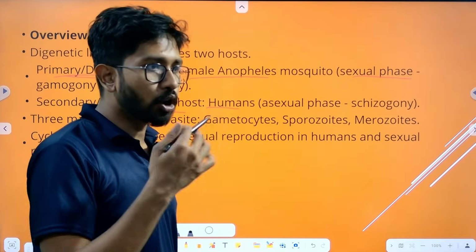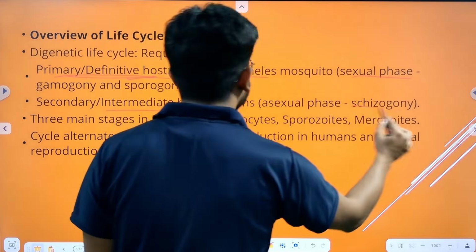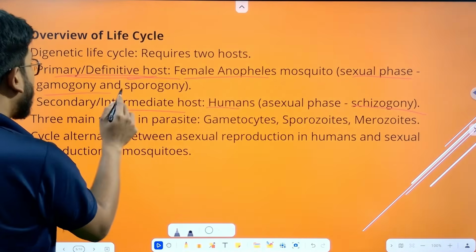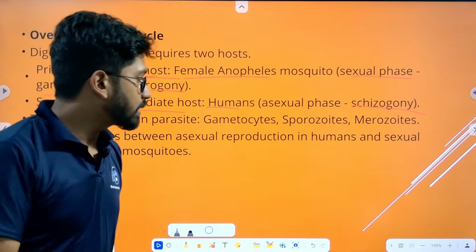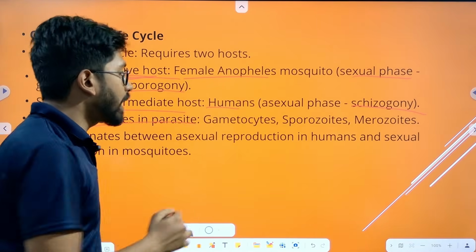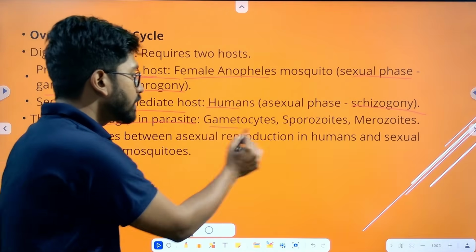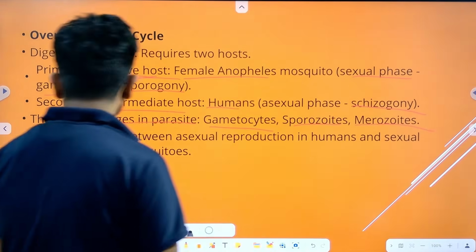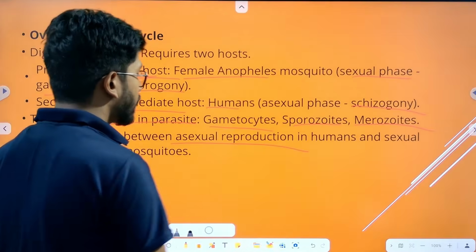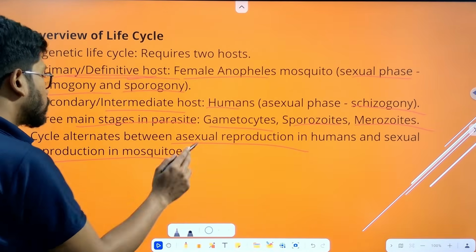The asexual phase completes inside the human, which we call schizogony, and the sexual phase we call gamogony and sporogony. Why, we will see. So the three main stages in this parasite's life cycle are gametocytes, sporozoites, and merozoites. The cycle alternates between sexual and asexual reproduction in humans and sexual reproduction in the mosquito.